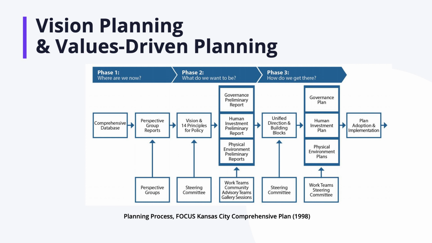Focus Kansas City was prepared through a values-driven process with robust community participation, and there's a flow diagram that you can see here of how that process worked. And without getting into detail, just note several things about the process. First, there were 3 phases that asked and answered 3 basic questions. I'll get into those later. There were many different ways of engaging communities and stakeholders in the process. And finally, this plan was structured around themes rather than the traditional siloed elements of other comprehensive plans.